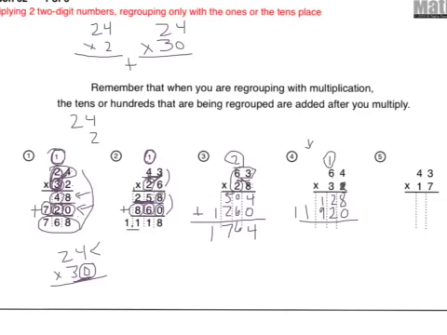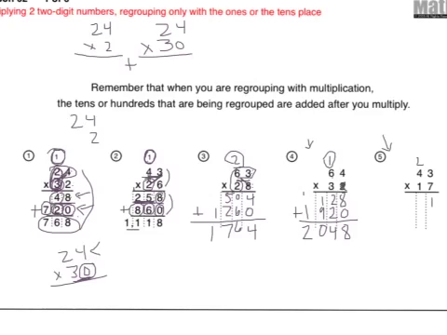Add the two partial products together. 8, 4, 10, carry the 1 over to here, regroup with a 1 in the thousands place, and you get 2,048. All right, go ahead and pause the video, do number 5, turn it back on when you're ready for the solution. 3 times 7, 21.